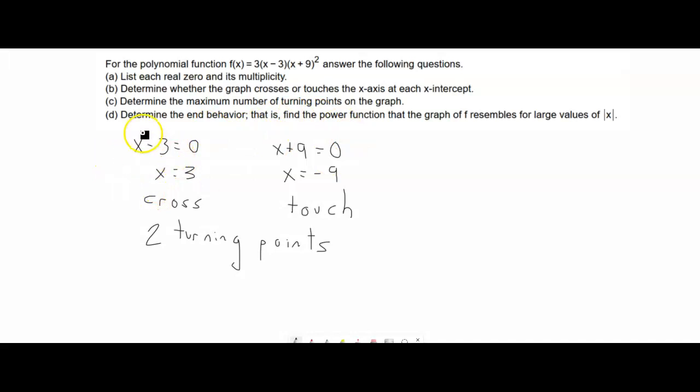All right, and the last thing it says is determine the end behavior. The end behavior. That is, find the power function that the graph of f resembles for large values of x. So if we were to multiply all of this out, we'd have a leading term. It would be something x cubed, right? We don't actually know what that number is yet, but we're going to find it pretty easily.